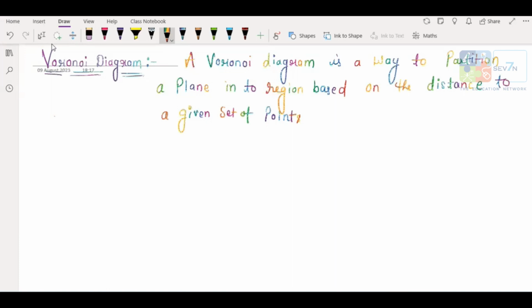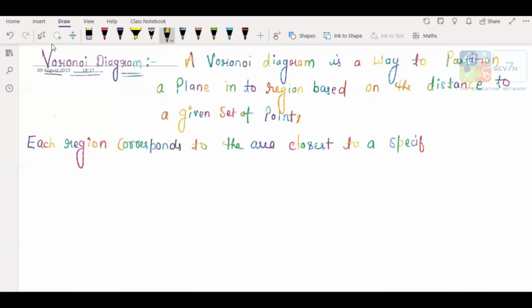So each region corresponds to the area closest to a specific point, known as seeds, or you can say generator. Whatever the set of points, each and every point we can call a seed or generator.